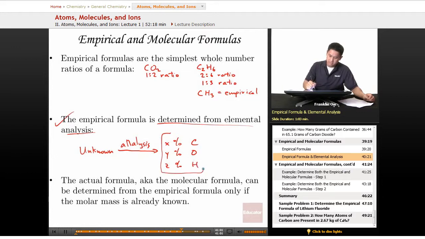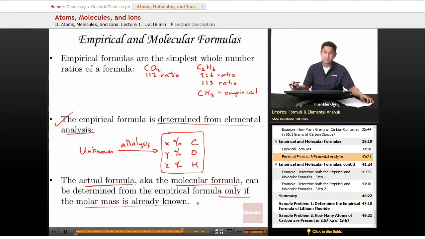So these percentages, again, are only to be used for empirical formulas. They may or may not necessarily give you the actual formula. Only the relative amounts are reported. Now, if you want to get the actual formula, which is known as the molecular formula, you can determine it, but only if the molar mass is already provided for you.